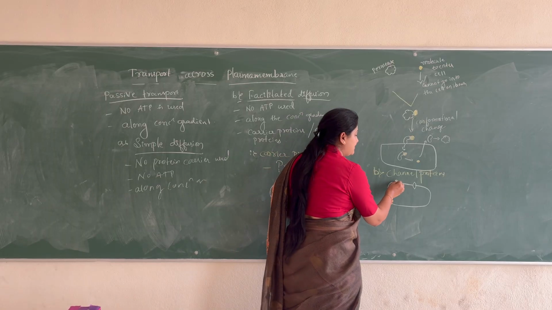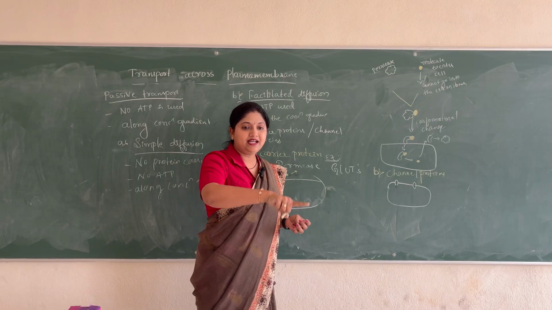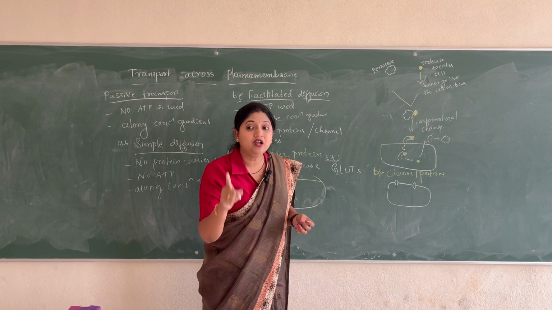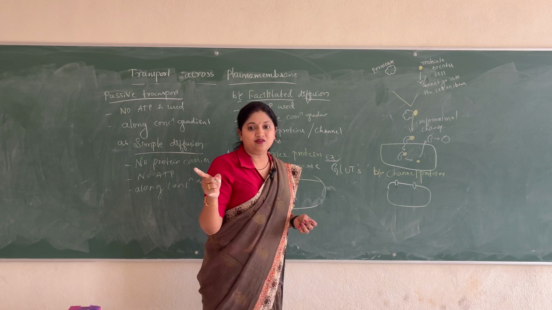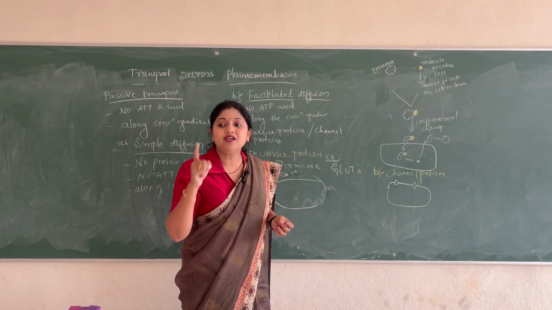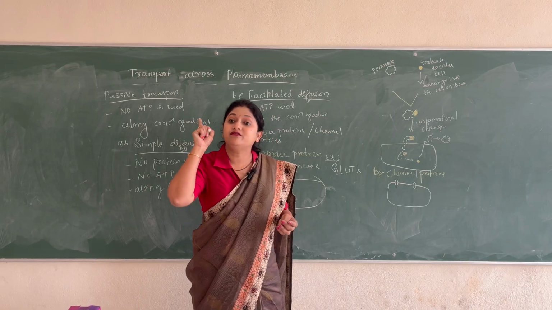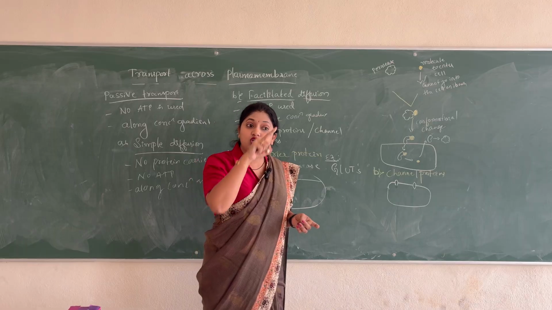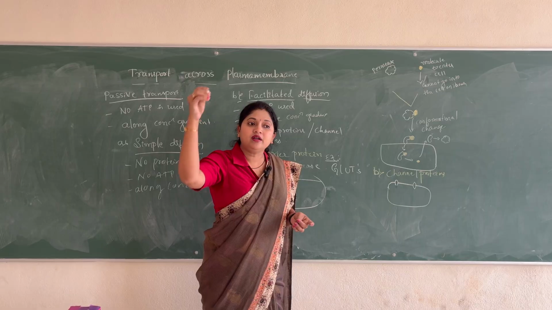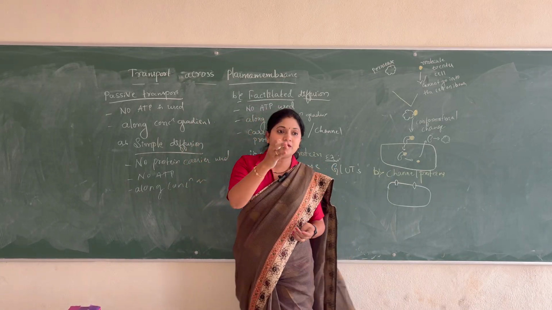So if it is facilitating the movement of a ligand, we call it a ligand gated channel. If it is facilitating the movement of a charged molecule, we call it a voltage gated channel. If it is facilitating the movement of an ion, we call it an ion gated channel. If it is facilitating the movement of water, water should also be facilitated by proteins only. Water cannot come through normal simple diffusion.